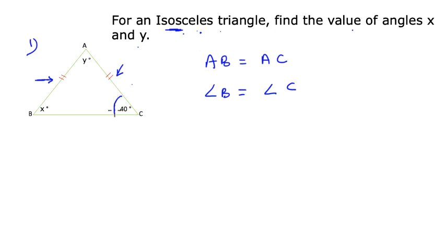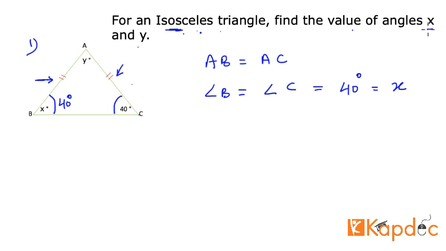But we are given angle C already, right? The angle formed at vertex C. So that means they both have to be equal to 40 degrees. That gives us our angle B. So this is 40 degrees, and that is the value of angle X, the one that was unknown to us.